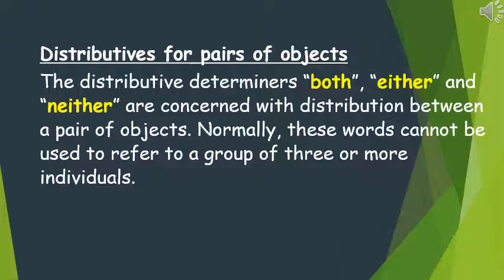Distributives for pairs of objects. أدوات التجزئة الخاصة بالأزواج أو الشيئين. The distributive determiners, both, either, and neither, are concerned with distribution between a pair of objects. كما قلنا both و either, neither مجزئات أو أدوات تجزئة خاصة بالأزواج أو الشيئين. Normally these words cannot be used to refer to a group. الكلمتين دول ما نقدرش نستخدمهم لإشارة لمجموعة كبيرة أو أكتر من اتنين. يعني ما ينفعش نستخدمهم نقصد بهم ثلاثة أو أكثر من الأفراد.